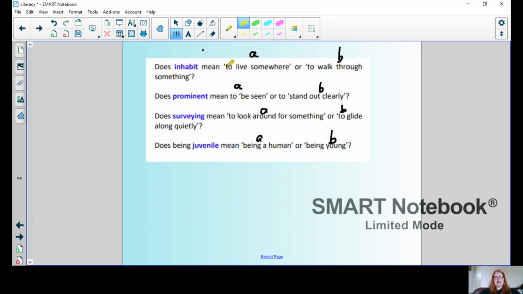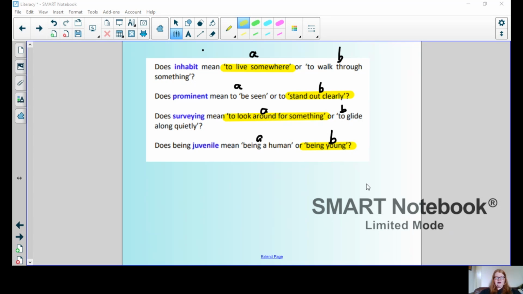So, inhabit means A, to live somewhere. So hopefully you've put A. Well done. Prominent means to stand out clearly. Well done. Surveying means to look around for something. A, brilliant. And juvenile means being young. Fabulous. Well done. So you should have got all of those right.